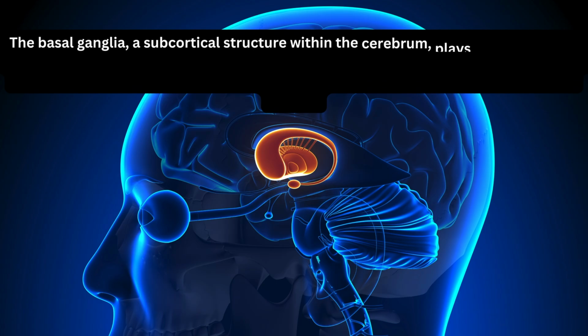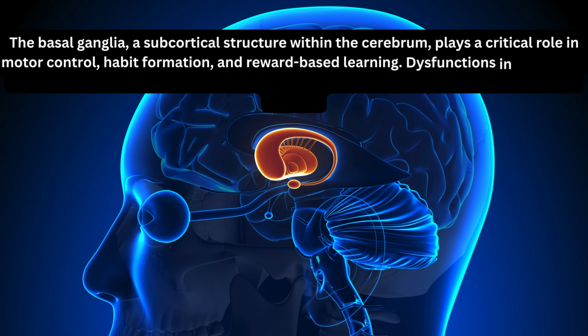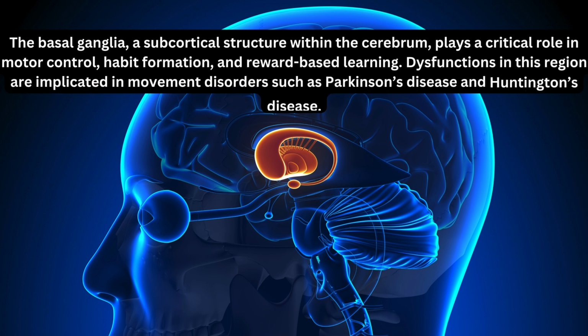The basal ganglia, a subcortical structure within the cerebrum, plays a critical role in motor control, habit formation, and reward-based learning. Dysfunctions in the region are implicated in movement disorders such as Parkinson's and Huntington's disease.